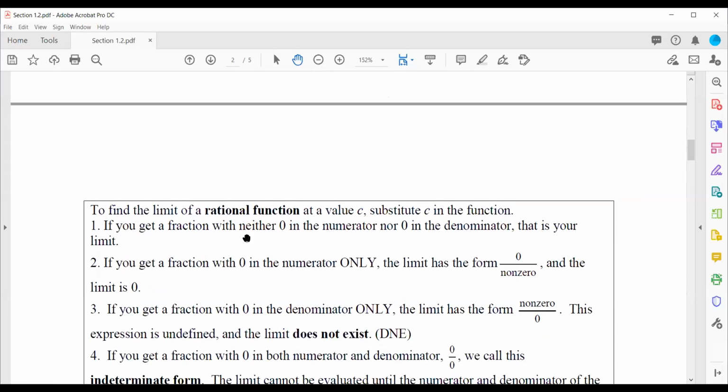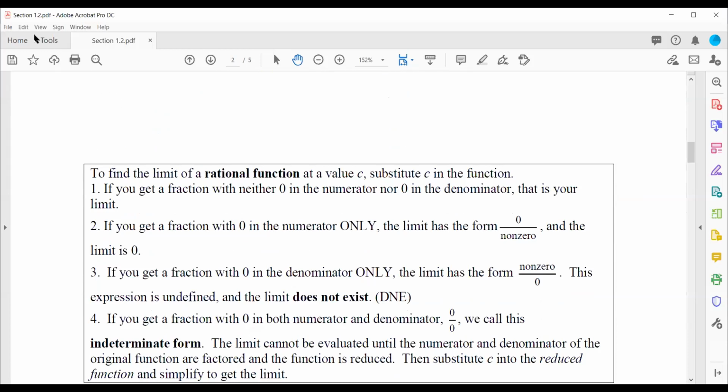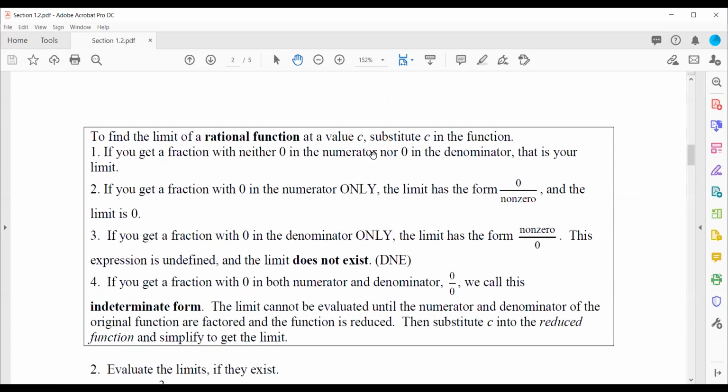Now we come to the not so easy case: rational functions. You can look at that. There are all these rules for finding limits of rational functions, and that's because of the denominator and the possibility of getting 0 in the denominator. So there are 4 things that we pay attention to, and it's basically looking at where zeros can occur.